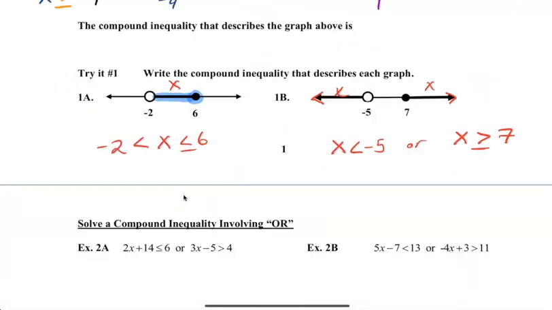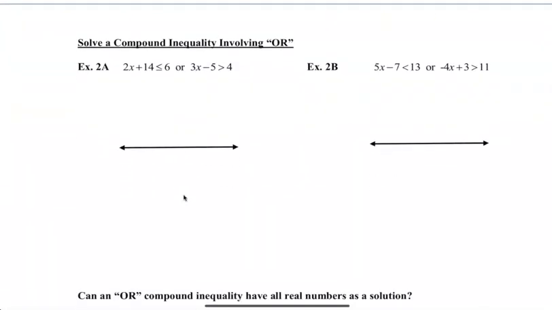Either way is fine. Okay, let's solve a couple of these. So these are or statements that we're solving. And the way you solve an or statement, honestly, it's just like solving two problems. That's all it is. We're going to solve each one separately. So let's solve this one. I want to get the x by itself, so let's subtract 14 from both sides.